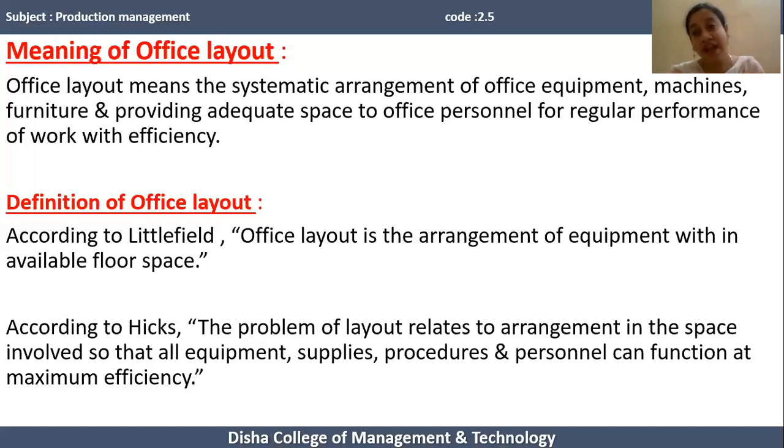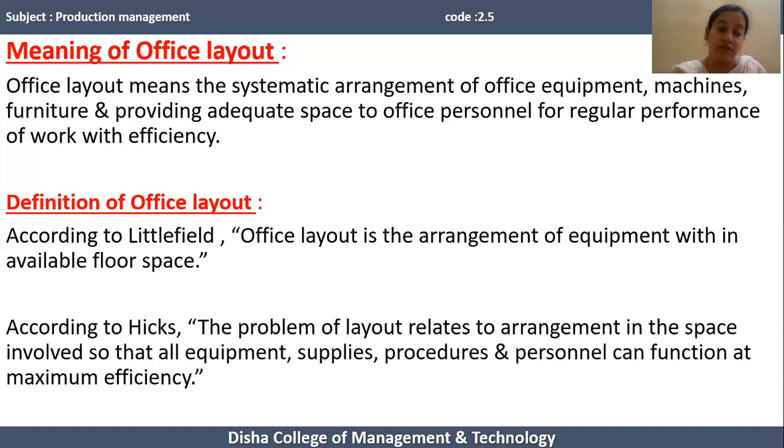It means arrangement of equipment, machines, or whatever is required in an office, that should be arranged in a proper way. He said that all resources required in an office should be arranged within the available floor area, so that the office personnel can use all the things in the most effective way, there is optimum utilization of floor space, and the organization can improve the productivity of the workers as well as of the office or the organization.